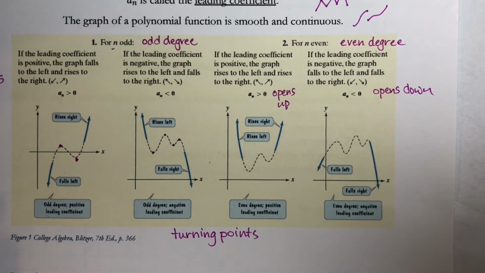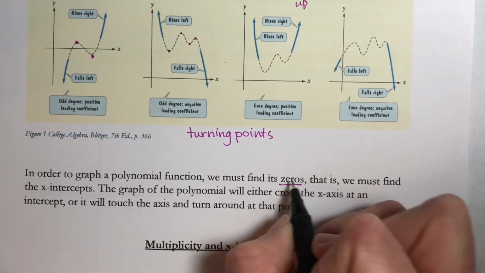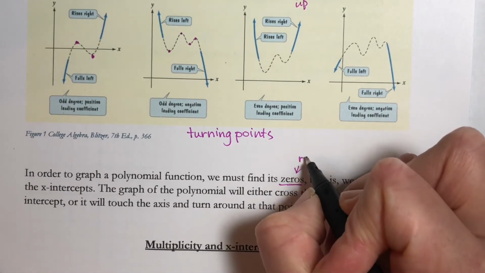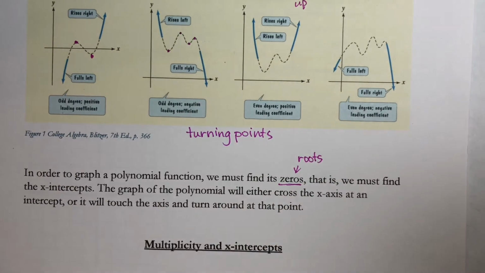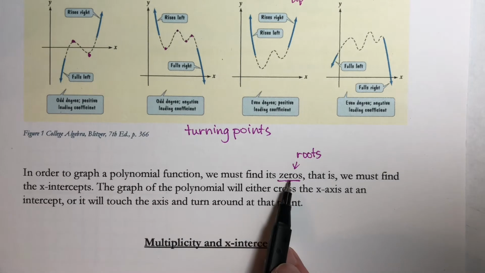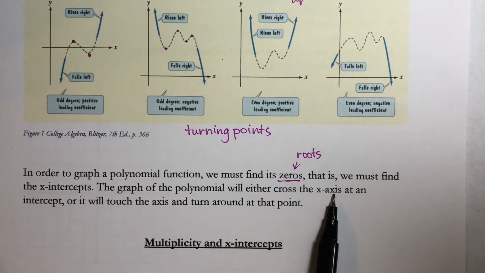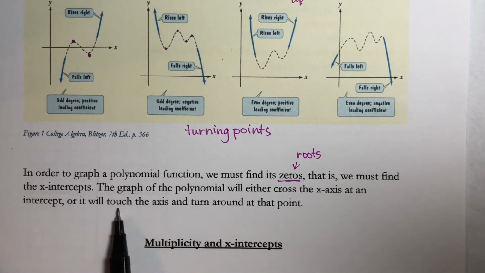Okay. Now, in order to get a graph of a polynomial function, we must find its zeros. Another word for zeros is roots. What we mean by that is we must find the x-intercepts. To find the zeros is another way of saying, where do we cross the x-axis? Where is this thing equal to 0? And the graph of the polynomial will either cross the x-axis at an intercept, or it will touch the axis and turn around at that point.